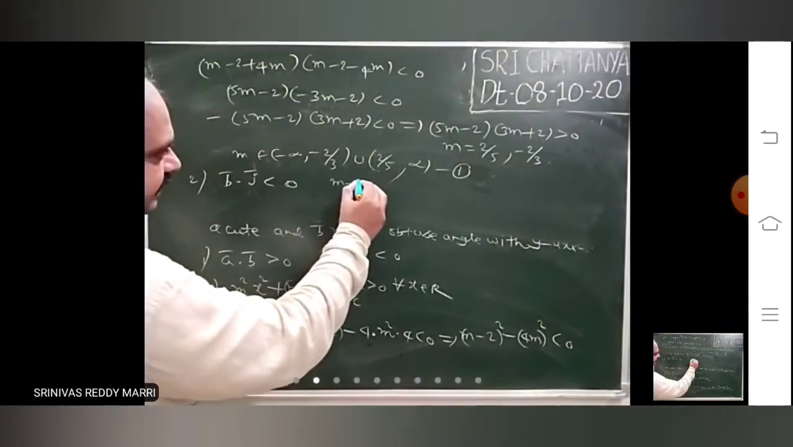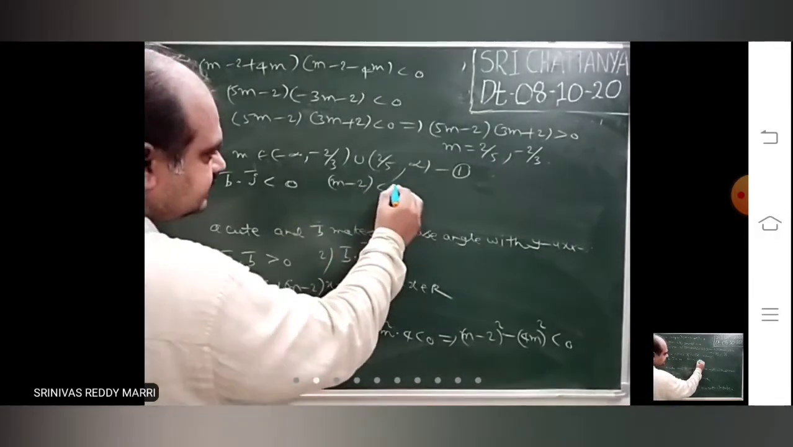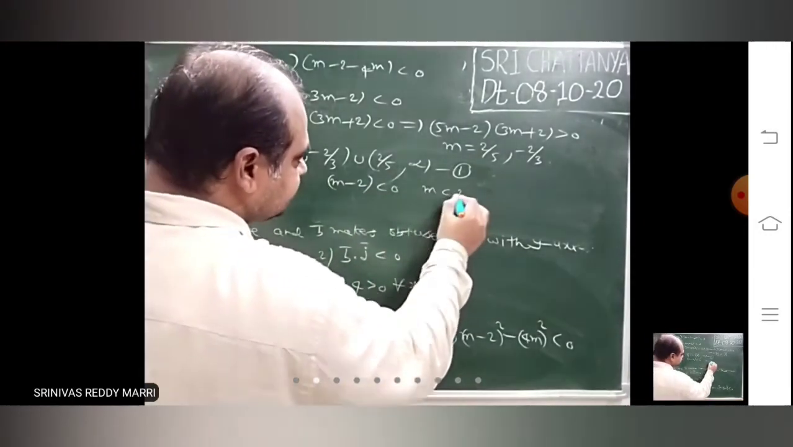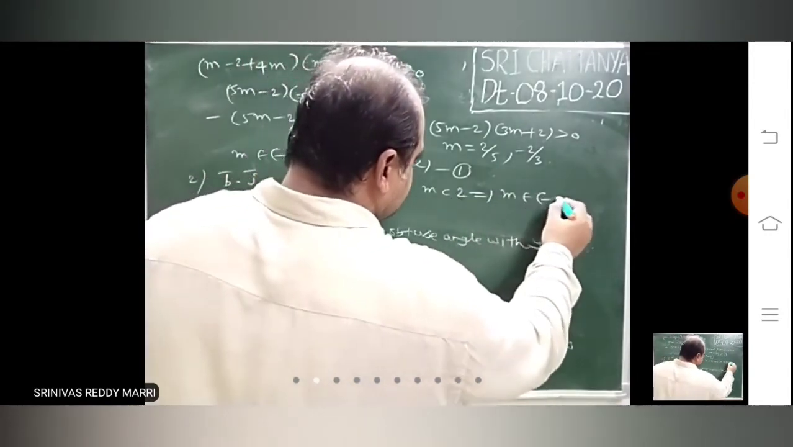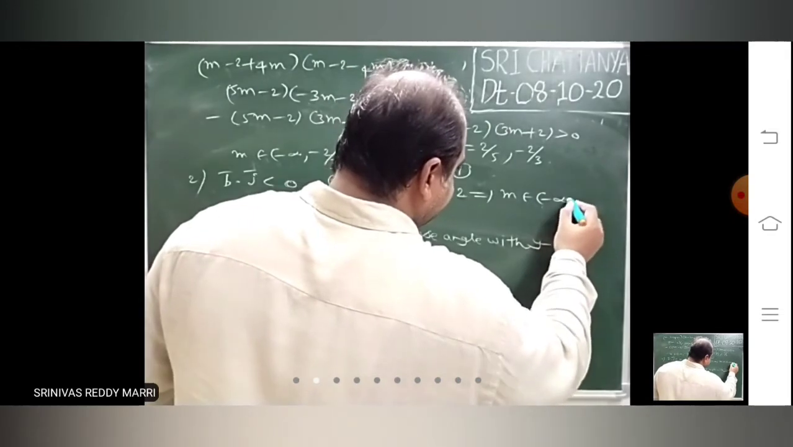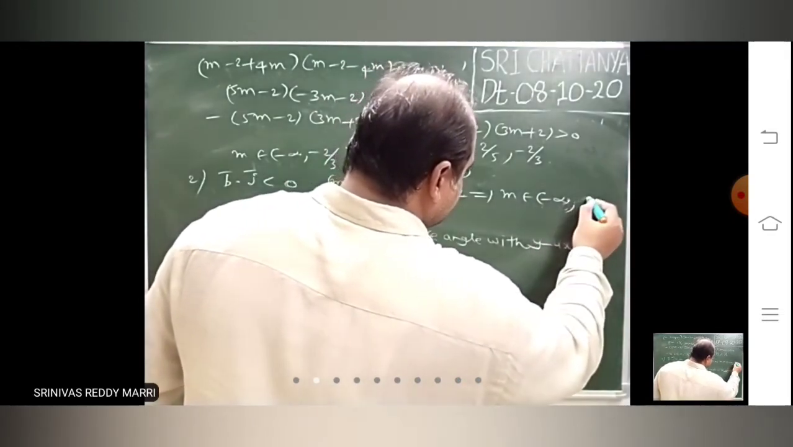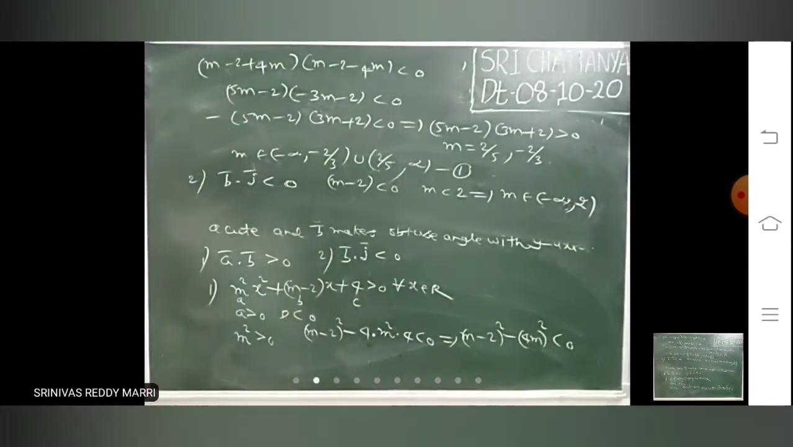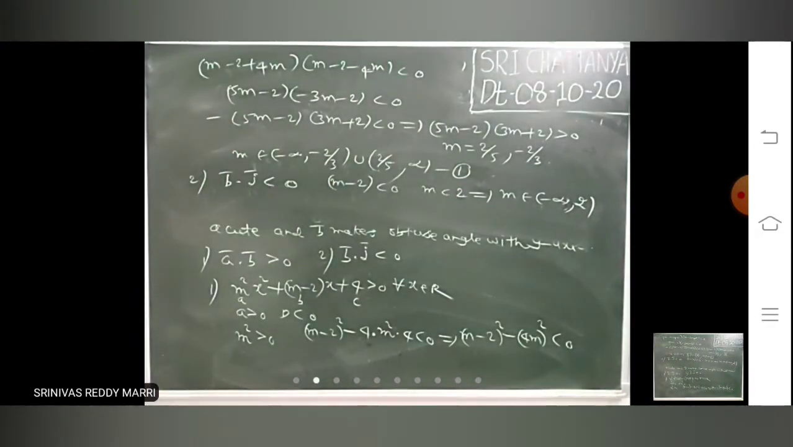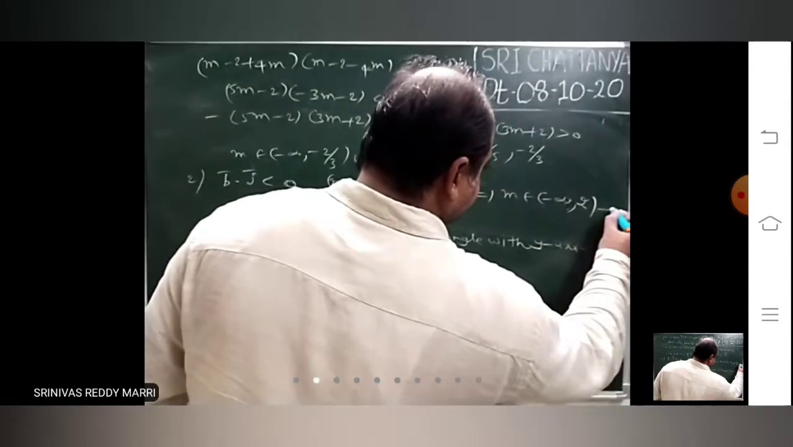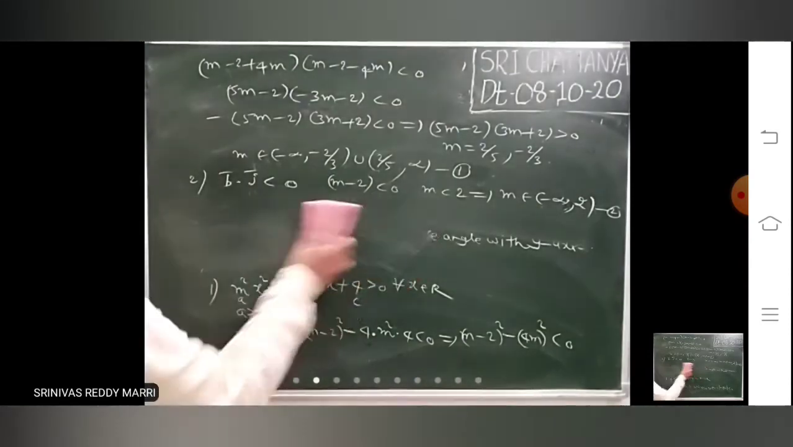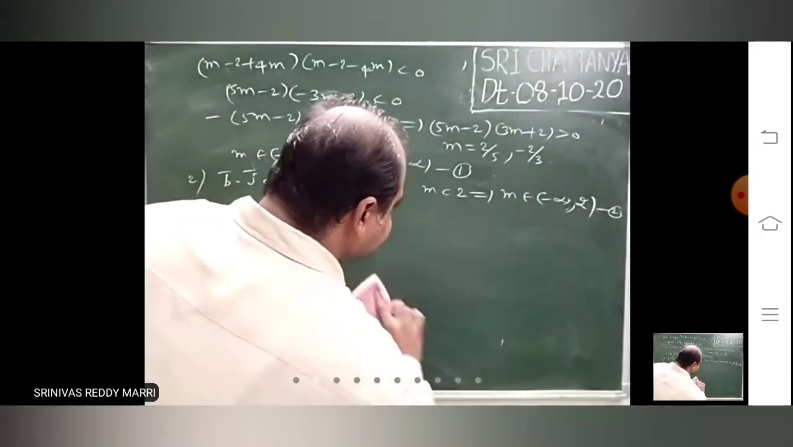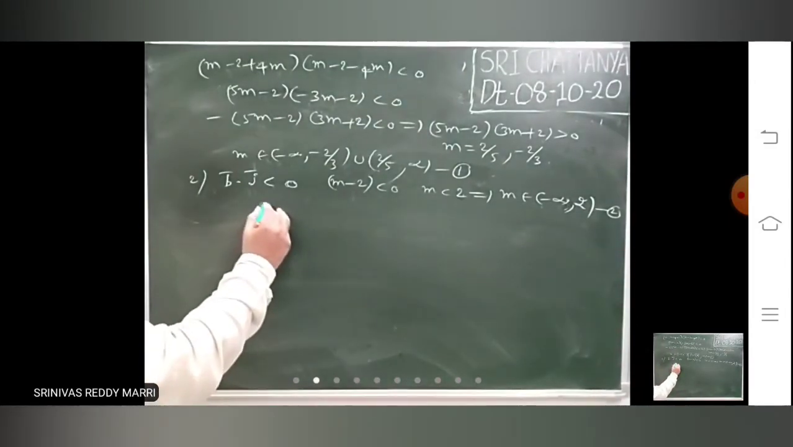B bar dot J bar less than 0. B bar dot J bar is nothing but m minus 2 less than 0. That means m less than 2. That implies m belongs to minus infinity comma 2. That is the answer for the second one. Both conditions must be satisfied. That means your required answer is 1 intersection 2.